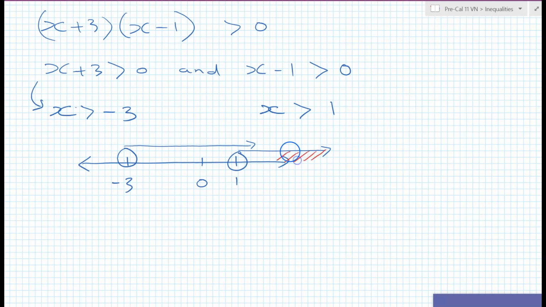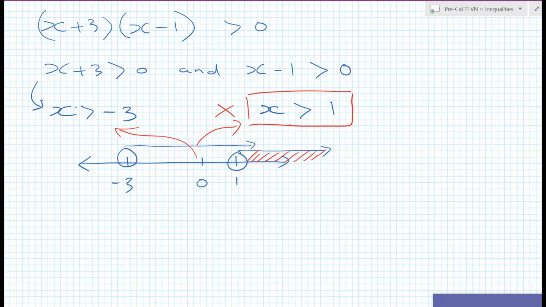Well, every value of x greater than 1 will work for x greater than negative 3. If you look at it the other way, if you choose 0 for x greater than negative 3, it will not work for x greater than 1. So the solution for case 1 is only x greater than 1, because it includes all the solutions of x greater than negative 3, and that is the first part of the solution.